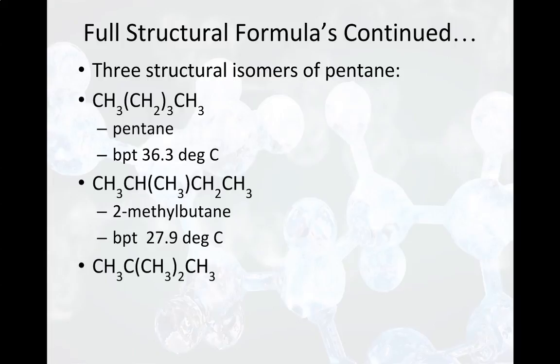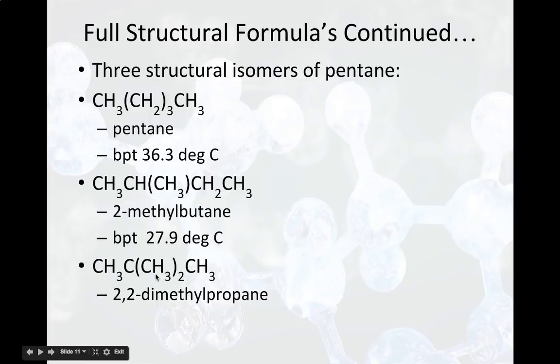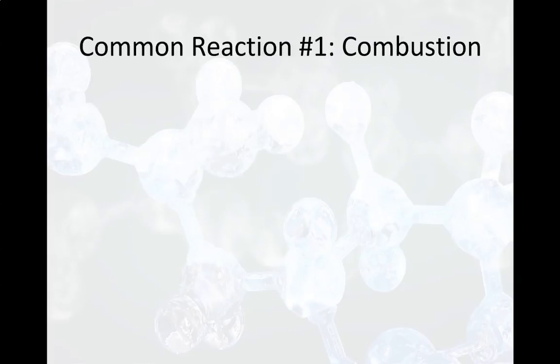And then I can go one more structural formula. I have a CH3C with 2 methyl groups coming off of it. That's what it means here with the CH3 twice. 2 methyl groups come off of this carbon, followed by a CH3 at the end. This one is very round. It's called 2,2-dimethylpropane because I have 2 methyl groups coming off of the second carbon. And the boiling point for this one is a mere 9.5 degrees Celsius.